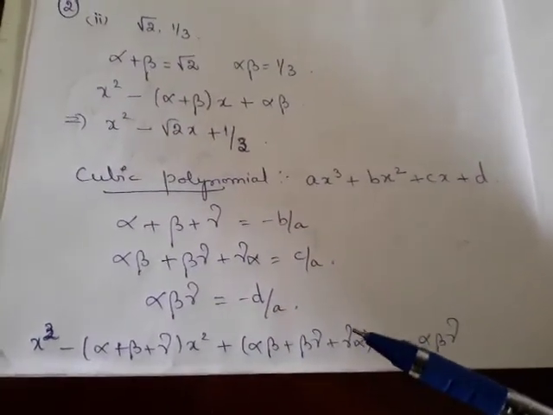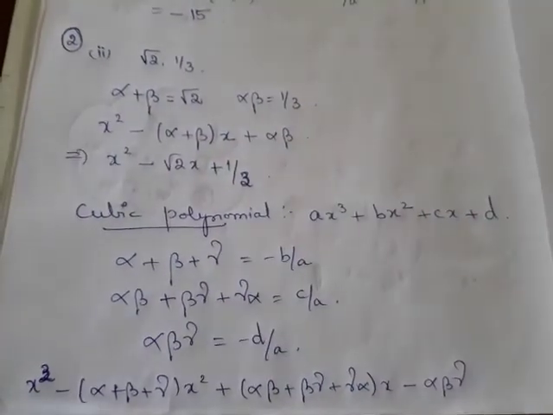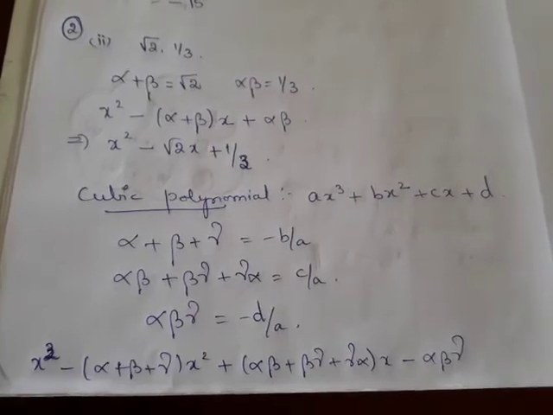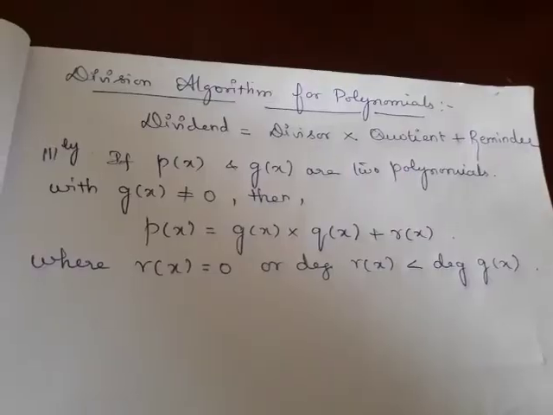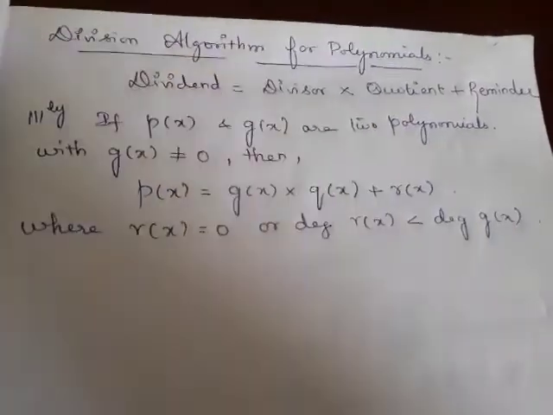So using this also we can solve problems. If a question is given on a cubic polynomial, we should use these relationships to solve. These types of problems are there in the optional exercise. We will check them out later. Right? Now we are going to see the division algorithm for polynomials.